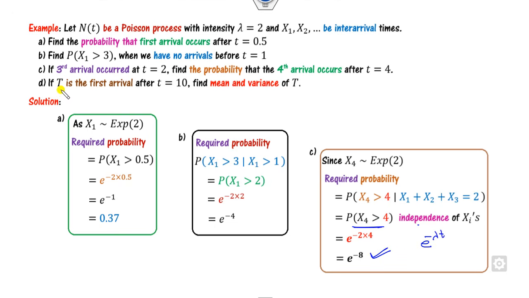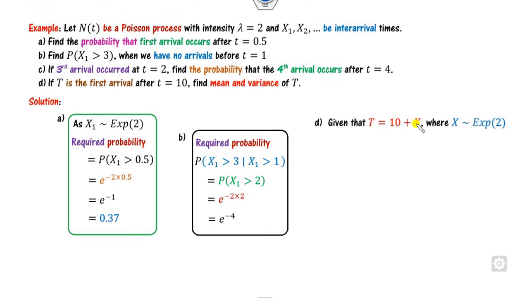Look at the last one. If capital T is the first arrival after the time t, what is the meaning of that? You have to find the mean of T and the variance of T. How do you find the mean of T? That is the mean of 10 plus x. So 10 is a constant which comes outside, plus the mean of x.